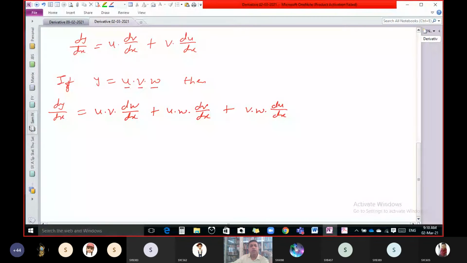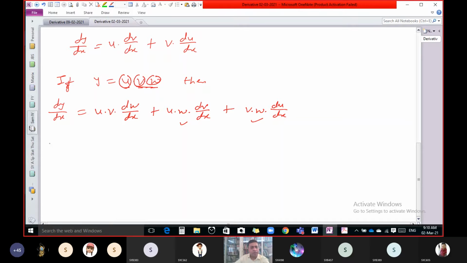u into v into w. Keep two functions as it is and differentiate the third function. Then keep the other two functions as it is and multiply with the derivative of the third function, like that. So see, because of the plus sign, you can put in any order. You can take the derivative of u first, keep these two as it is, and you will get this term. Then the derivative of this, keep the remaining two as it is, and you will get this term. And the derivative of this with respect to x, keep the remaining two functions as it is. In that way, you can do this multiplication rule.